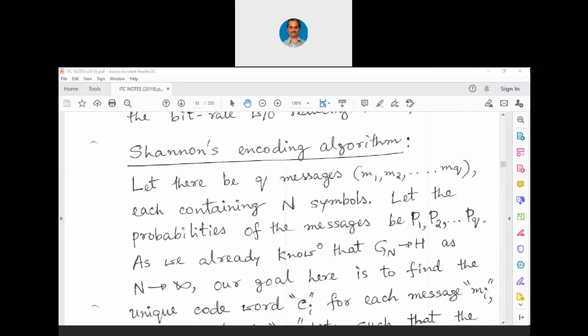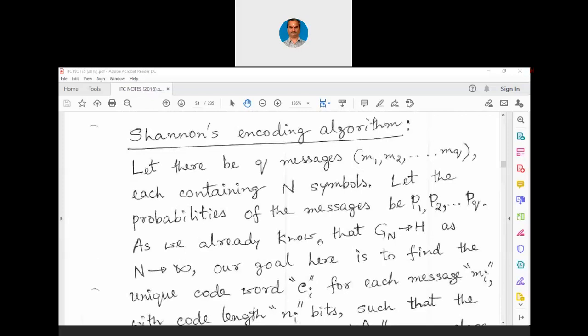Now, I have been telling about Claude Shannon. Let us see in the beginning how Shannon gave an idea of having these different types of variable length codes for the given set of sequences or symbols. Let us see that. So initially we are going to discuss Shannon's encoding algorithm. This is one of the methods of assigning the code words for symbols.